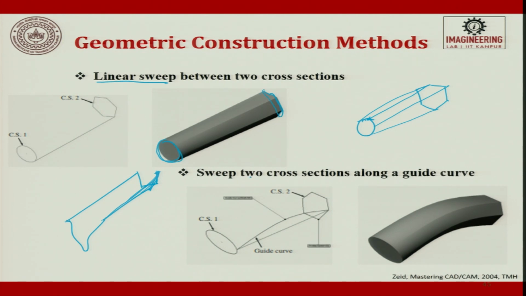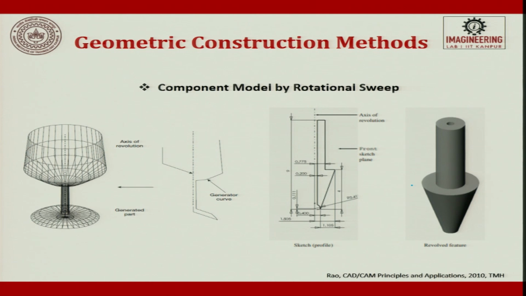Next is sweep two cross sections along a guided curve. So, you have two cross sections and a guide curve you have given, and then it tries to join them. You can try it, because this was a straight line and this is curved. Now look at how complex jobs can be made easily just by using translation and sweep. This was linear sweep, this was a sweep for a curved surface. Now, let us look at rotation.